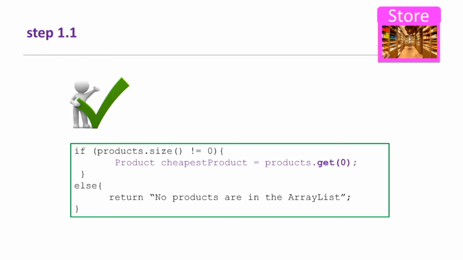So here's what the code looks like. In purple, we are saying cheapest product, which is a new variable, and it is of type product. We're declaring cheapest product to be of type product, and we're initializing it to be products, our array list, dot get 0. So 0 is the first index in our array list. We're going to get back that product and store it in cheapest product. And that's the solution to step 1.1.